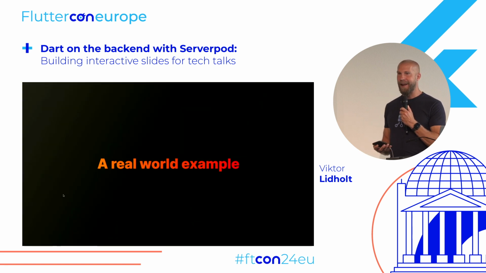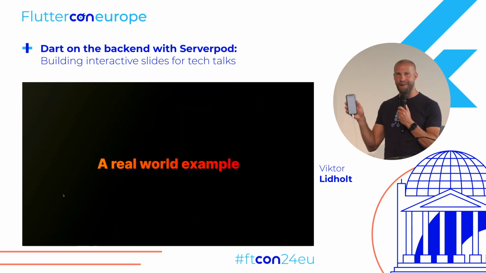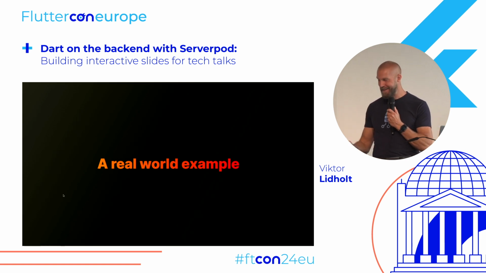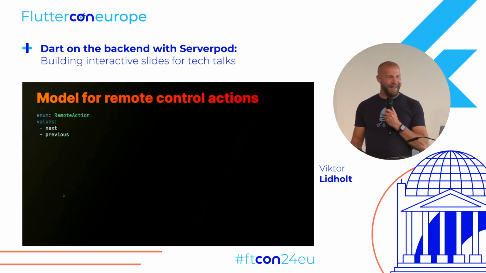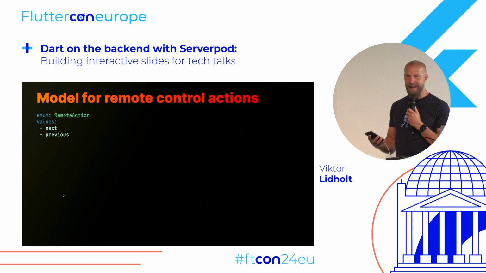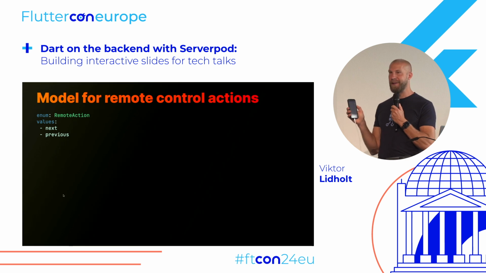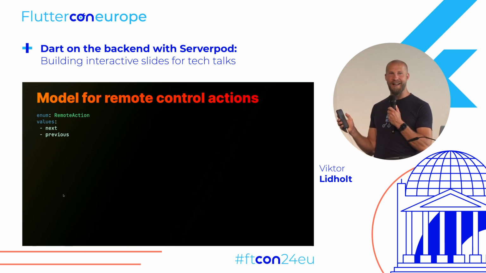All right, let's have a look at a real-world example then. And the real-world example will be the app I'm using to control this presentation today. First, we need a model for handling the actions in your remote control. And right now, I just have an action for going to the next slide and to the previous slide. So it's pretty easy. So I made an enum.